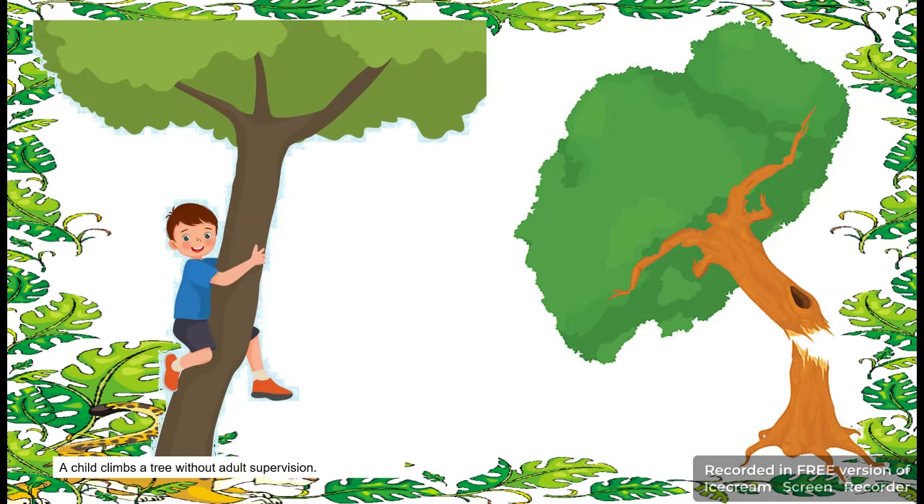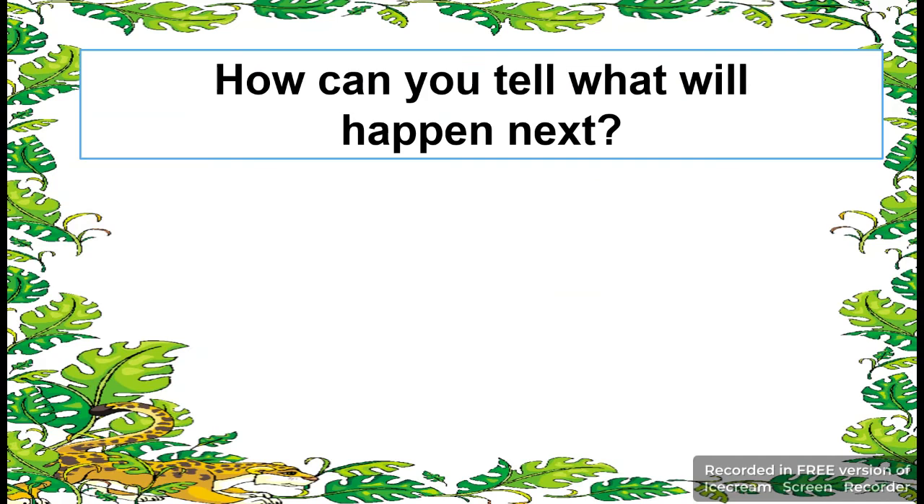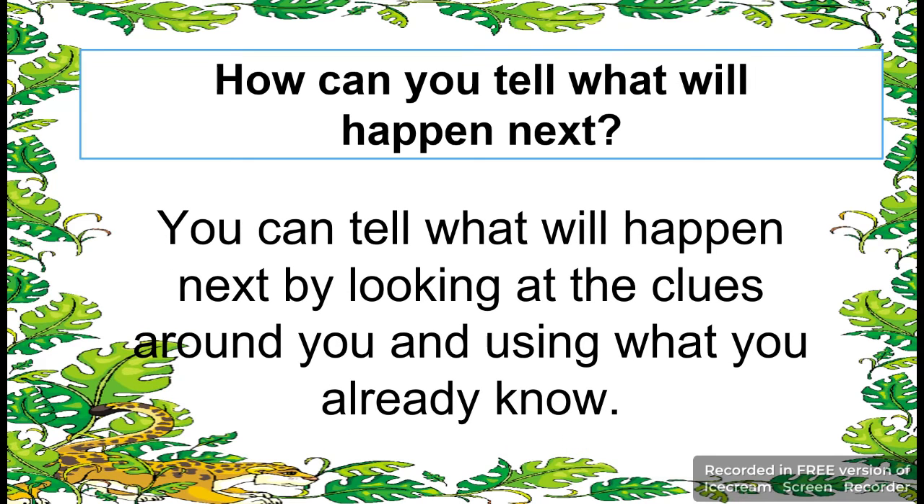And last, a child climbed a tree without adult supervision. What will happen? Maybe the tree will break or the child might fall and get injured, get bruises or broken arms. Now let's answer this. How can you tell what will happen next? You can tell what will happen next by looking at the clues around you and using what you already know.